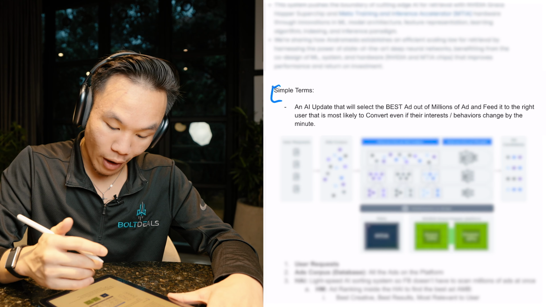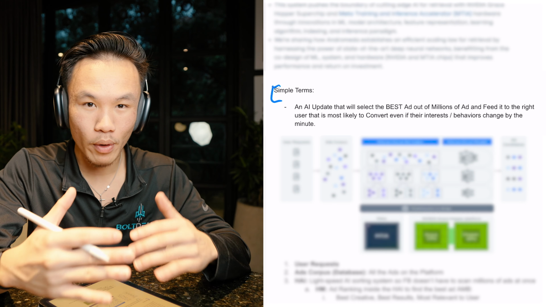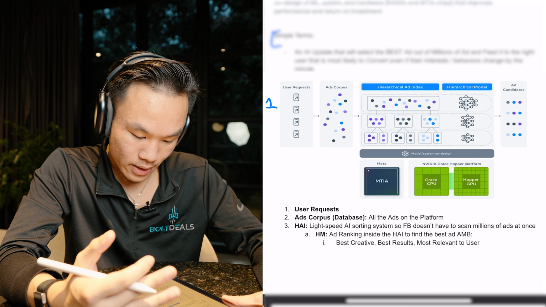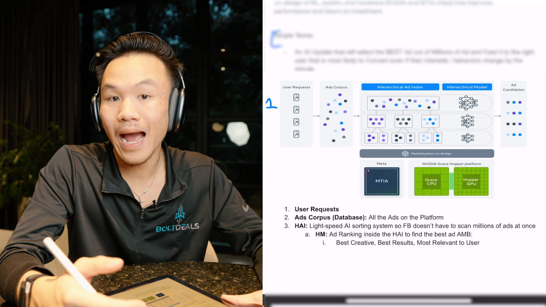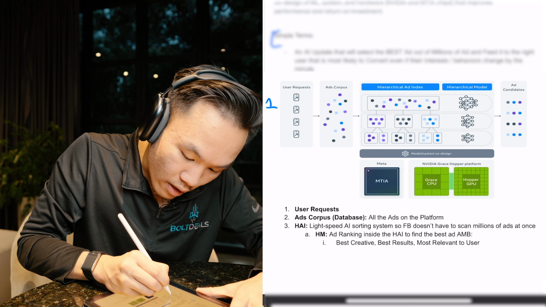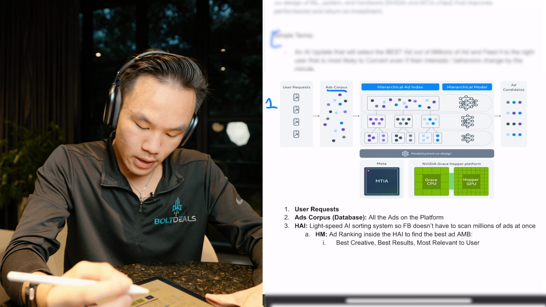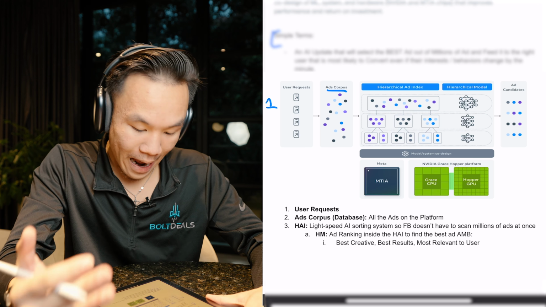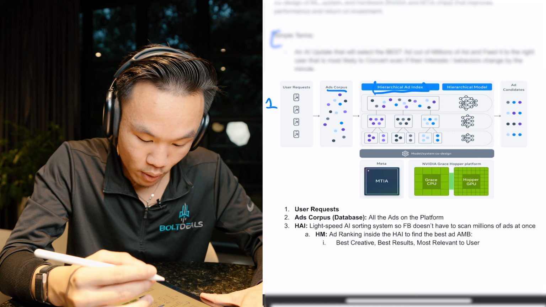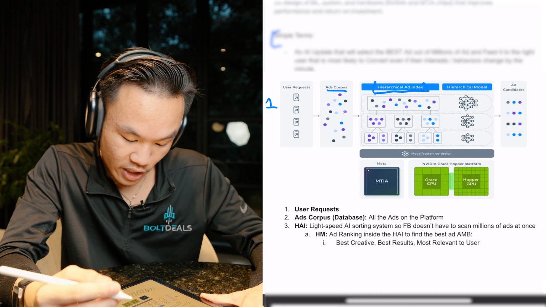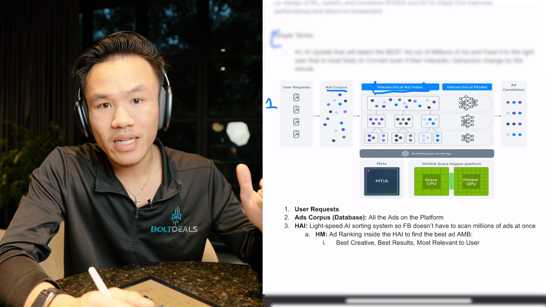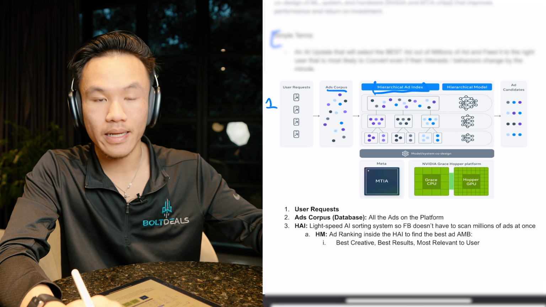So let's go to the graph and see what this actually is. That way you can have a visual representation. On the left here, there's going to be a user request, right? This is when somebody walks into the app, starts scrolling, starts typing things in. It's just a user input. From there, the next step is an ad corpus. The easiest way to explain this is basically a database of all the ads on the platform. Then there's the HAI, right? I'm not going to try and pronounce this entire thing, but we'll just refer to it as HAI. What this is, is a sorting system that Facebook has, so that it doesn't have to scan millions of ads at once to present it to the right user.